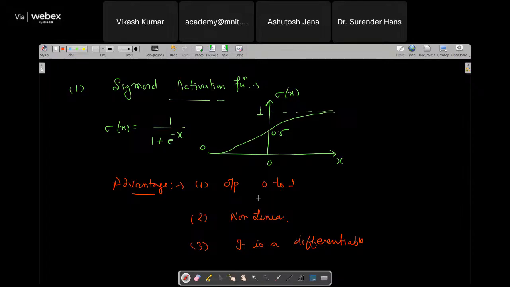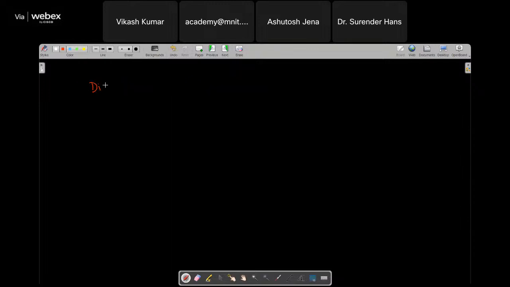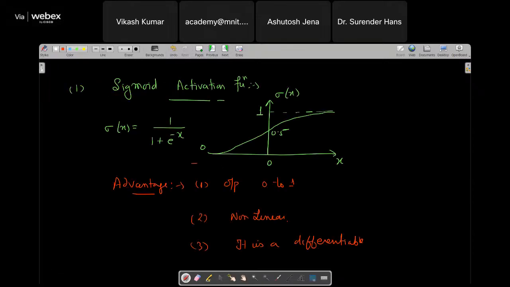These are a few advantages. Now come to the disadvantages of the sigmoid activation function. The first disadvantage is it is a saturating function. If you give the input value x in between -infinity to +infinity, the output saturates.